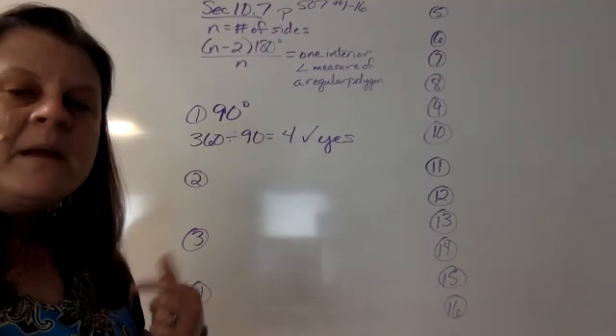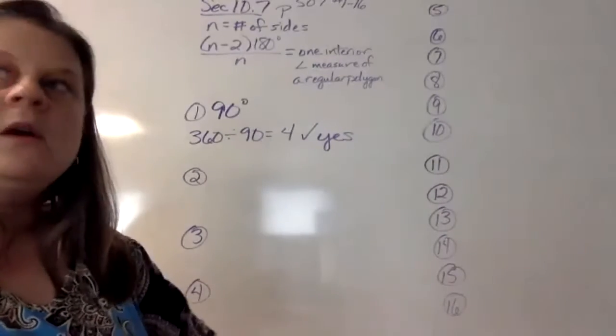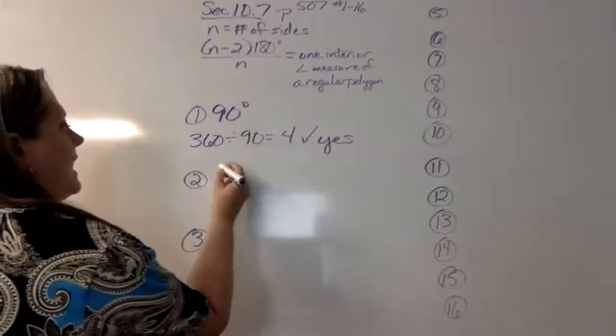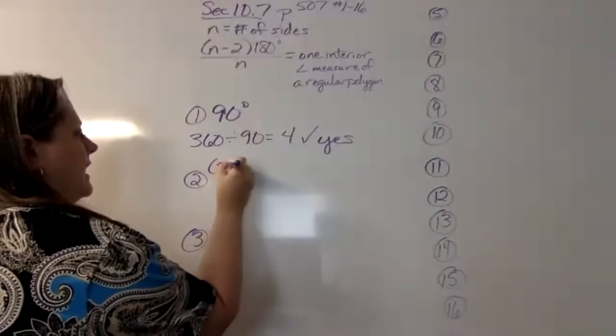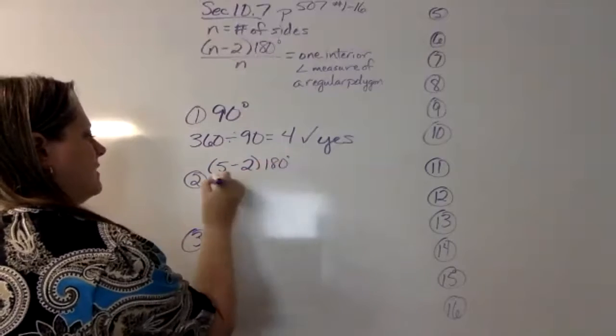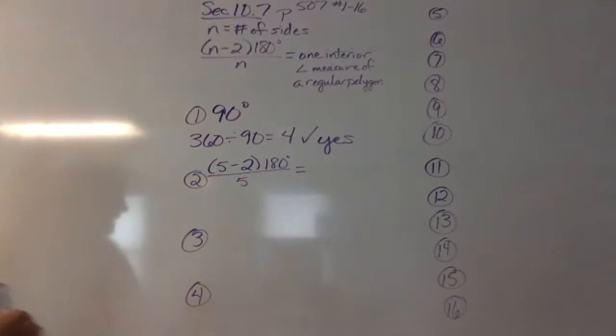A pentagon. So pentagons, hopefully we already went through. Remember, they have 5 sides. So I have the number of sides minus 2 times 180, and then I divide that by 5 to find the measure of each angle in a pentagon. So this is the formula we're working out.